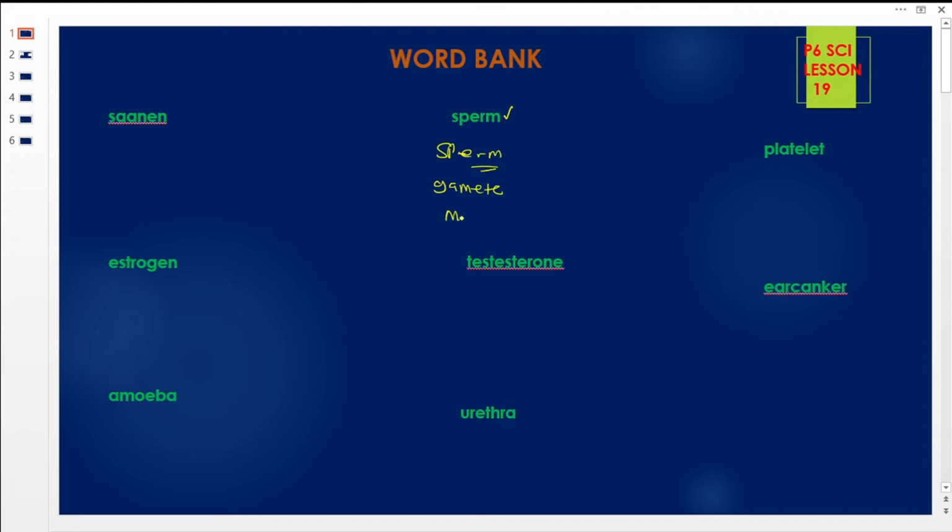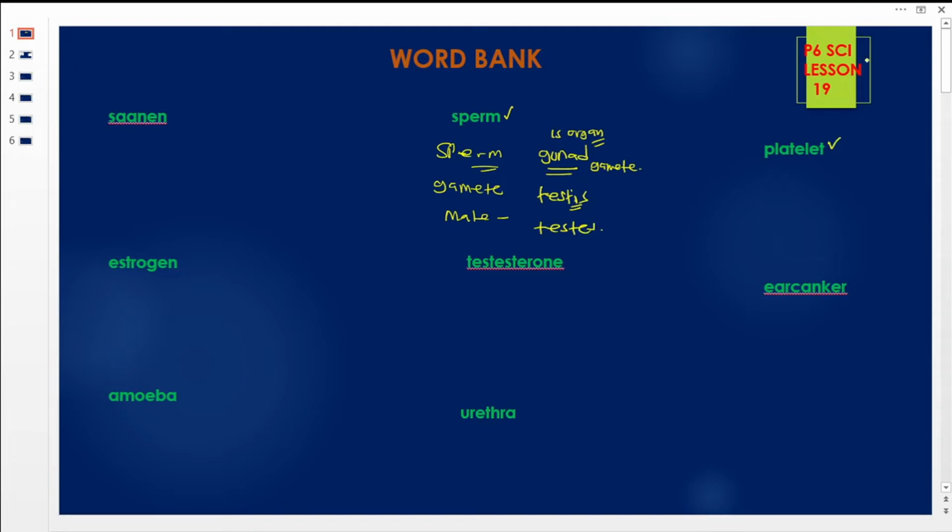It is a male gamete, and this male gamete is produced by a gonad. Remember, we said a gonad is an organ. A gonad is an organ that can produce a gamete. So the gonad that produces this gamete is called the testis. Remember, we said testis, when it's one we use I, when there are very many we use E, testes.